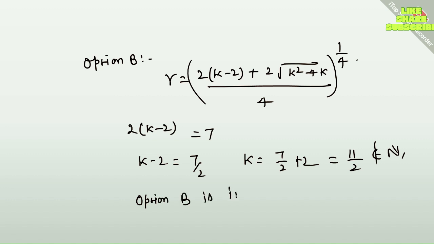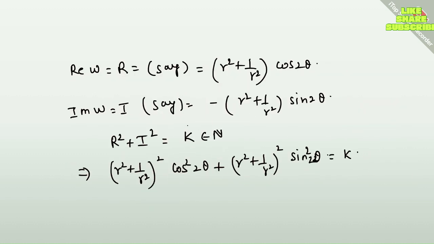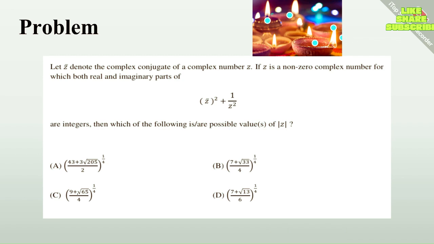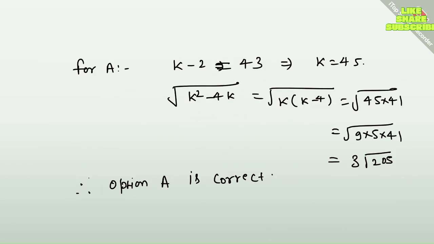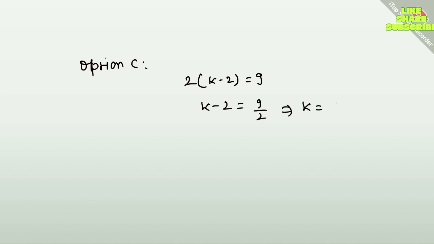Similarly, let's check option C. For option C, the denominator is 4 and we check for the 9. So 2 times k minus 2 is equal to 9. This implies that k minus 2 is equal to 9 over 2, so k is equal to 9 over 2 plus 2, that is 13 over 2, and 13 over 2 is not a positive integer, therefore choice C is also incorrect.